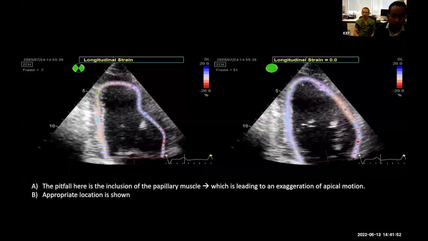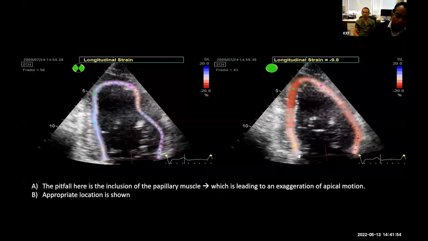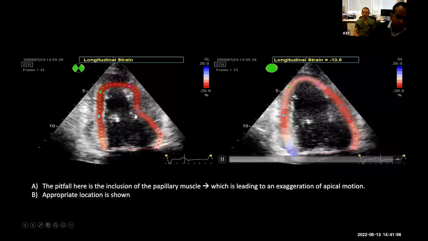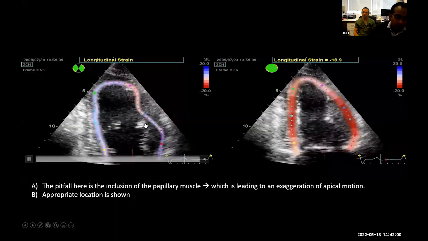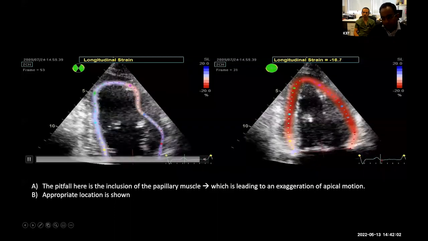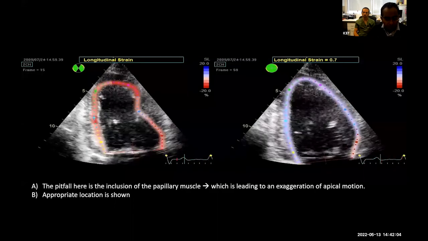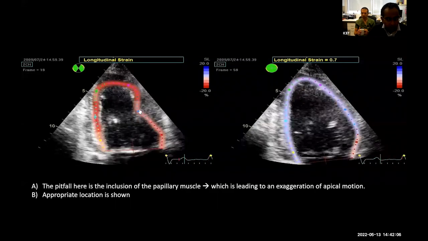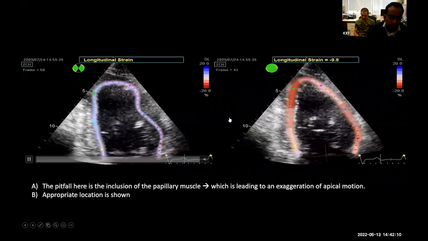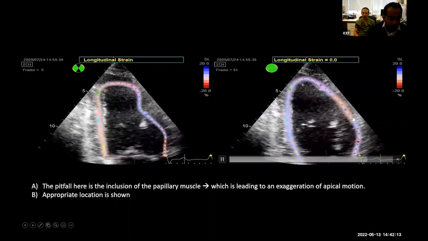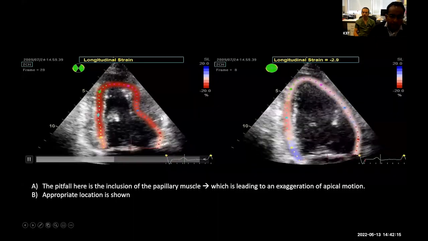And if, for example, in this case I've included the papillary muscle, it's like, oh, hang on, I've made a mistake here. I can readjust and move this a bit further out, to get a more accurate measurement of the strain itself.